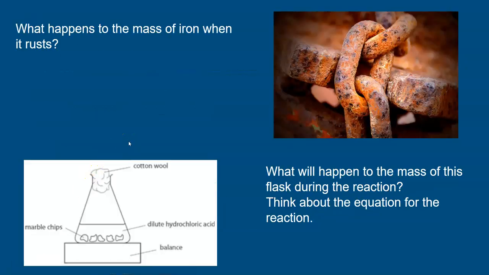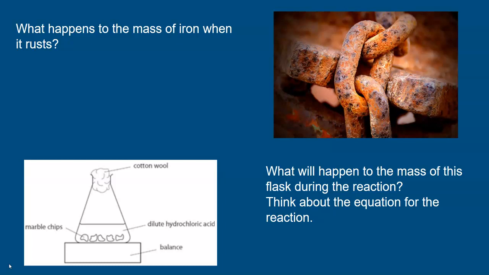So again, a couple of things for you to pause the video and think about. What happens to the mass of iron when it rusts? And then what will happen to the mass of the flask during the reaction shown? You might need to be reminded that marble chips are calcium carbonate. So again, pause the video and have a think about what's going on in those two examples.